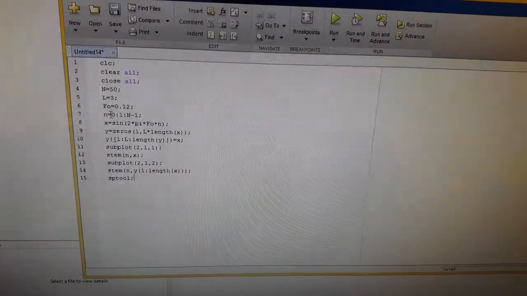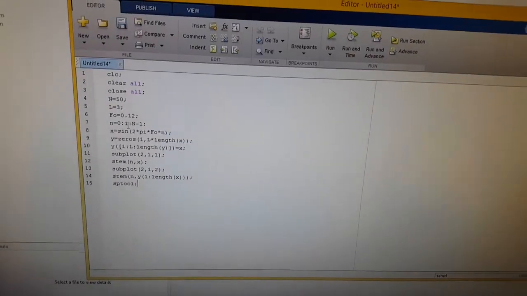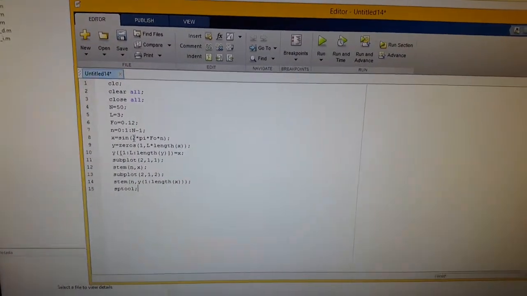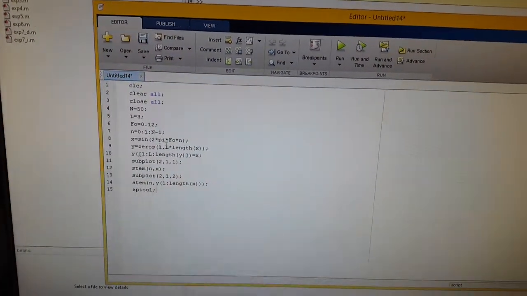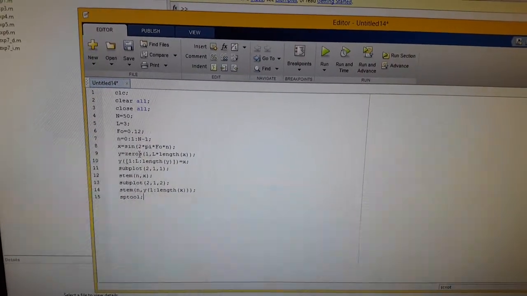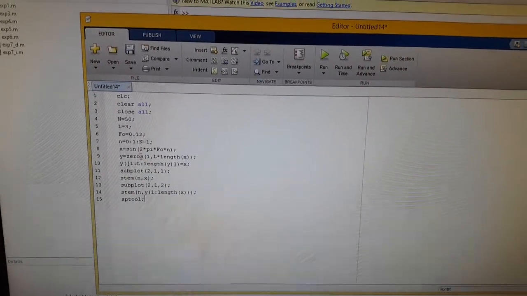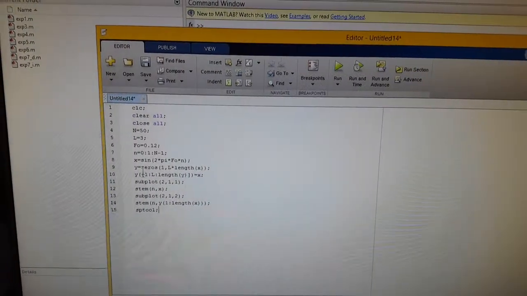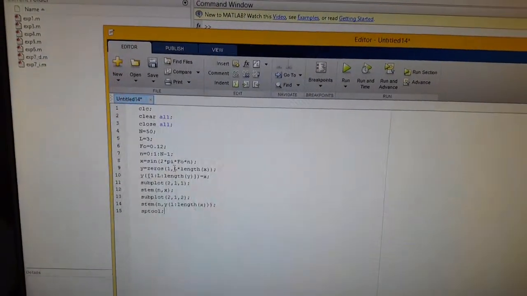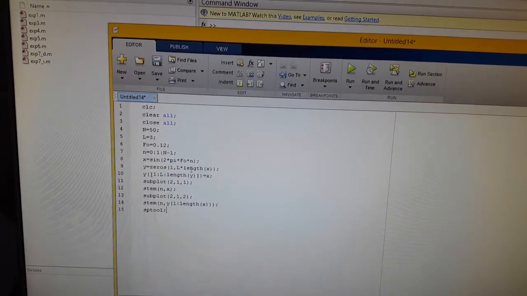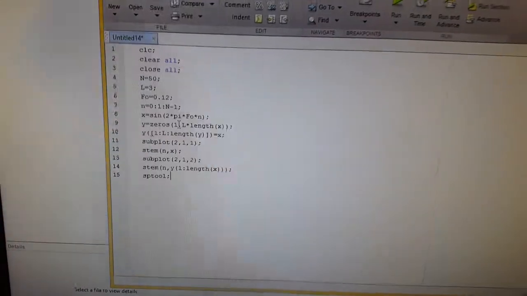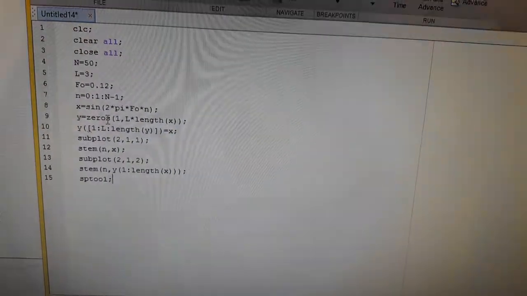So the small n goes from 0 to capital N minus 1 with step size of 1. And we get our input signal x equals sine of 2 pi f naught n. Now what we are basically doing is we are going to expand the signal x 3 times, because 3 is the decimation factor. So y equals zeros(1, L*length(x)). L times length of x is 150, so we get a matrix of 1 row and 150 columns all filled with zeros.